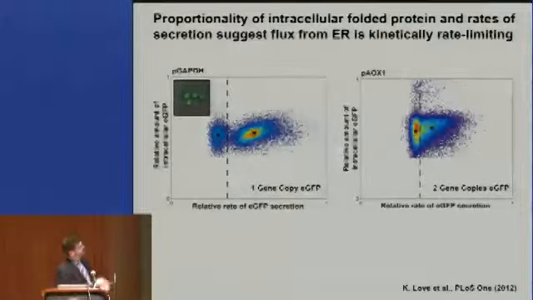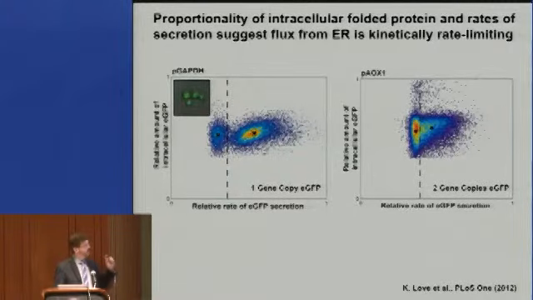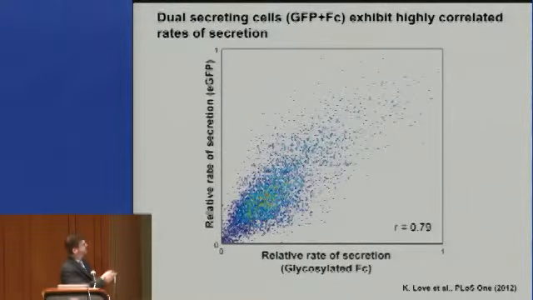Now, and this is true also under the methanol-induced promoter as well. One of the important questions is, is transcription and translation a rate-limiting step in the kinetics of all of this? So to test that idea, we created a strain that made both GFP and glycosylated Fc. What we would expect kinetically, if transcription and translation was a rate-limiting step, would be no correlation between the rates of secretion for these two proteins.